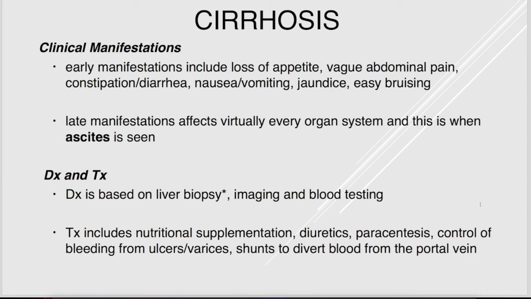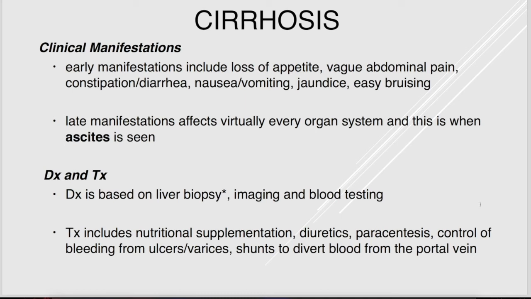So clinical manifestations: abdominal pain, loss of appetite, you'll see jaundice, easy bruising, GI upset, a number of things. Now a late manifestation is ascites, okay, along with compromised organs of basically every other system. And I will show on a couple slides how ascites actually forms, okay.